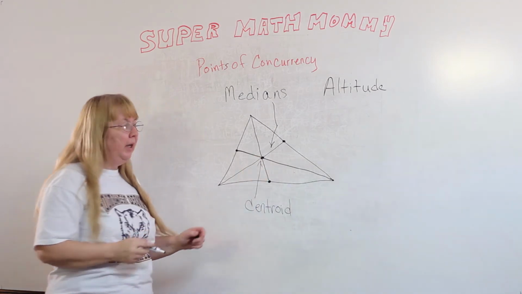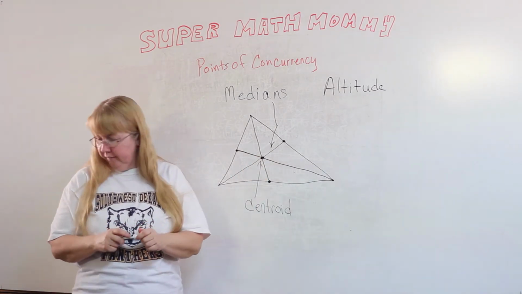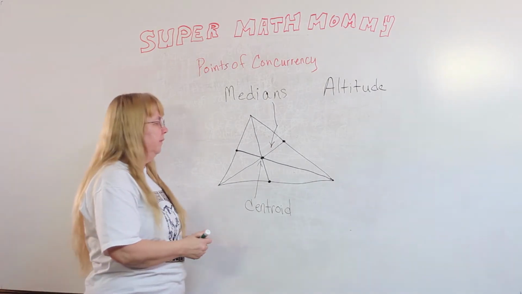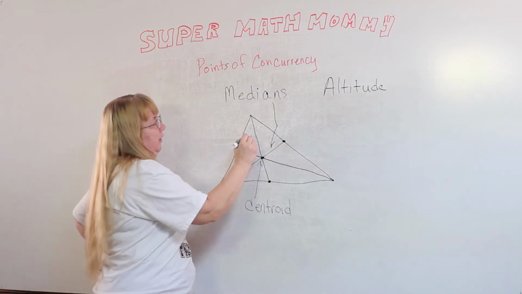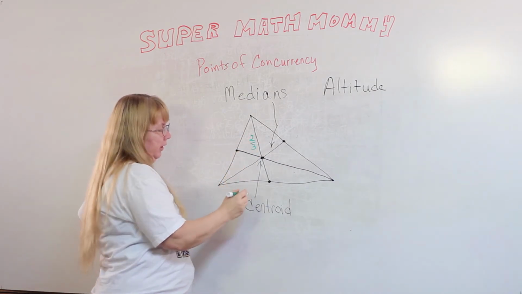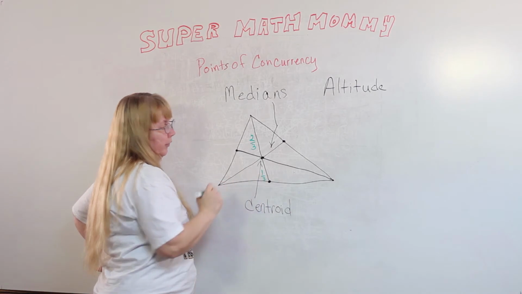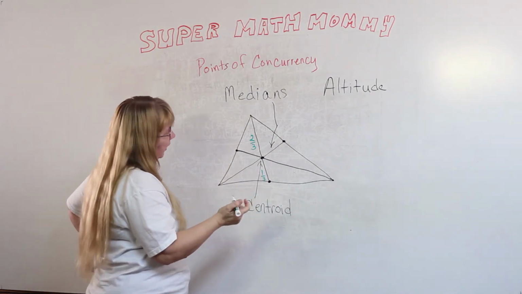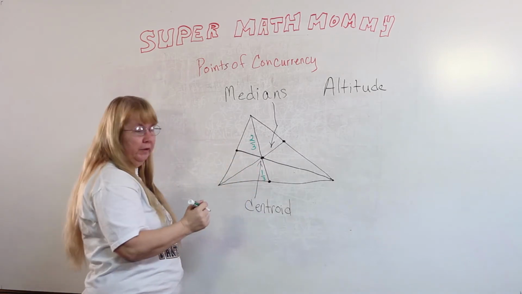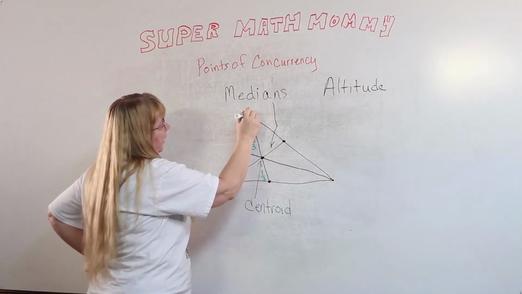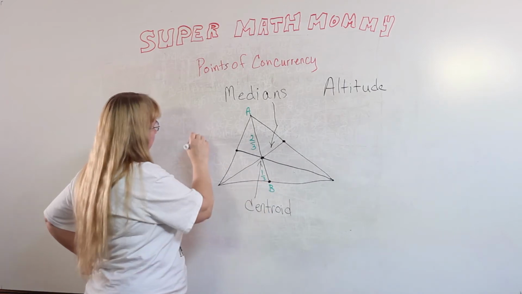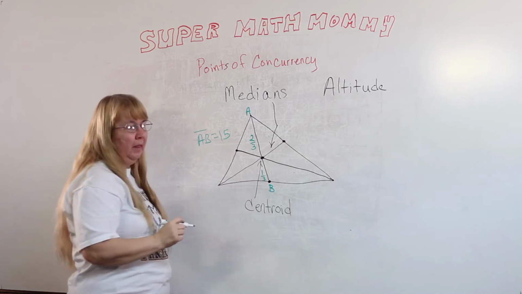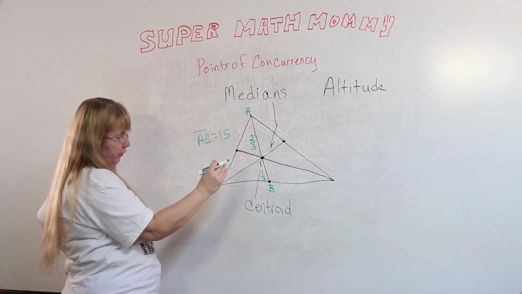Now, the neat thing about the centroid is that it divides the line into thirds. Sort of. So this part of the line is 2/3 of the line, and this part of the line is 1/3 of the line. So how can we figure out how long a line is then? Let's say this whole line is 15. So line AB equals 15. So I want to divide it up into thirds.